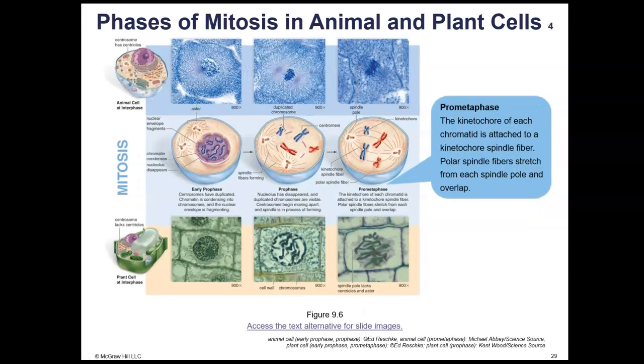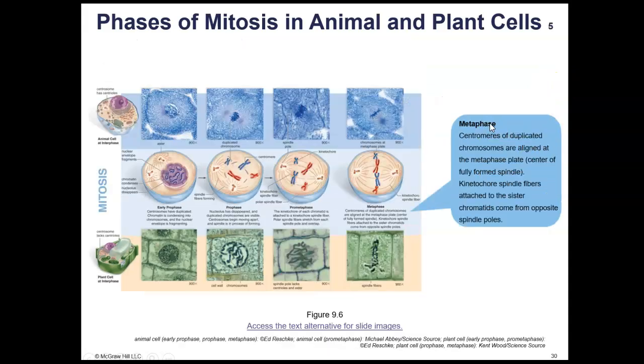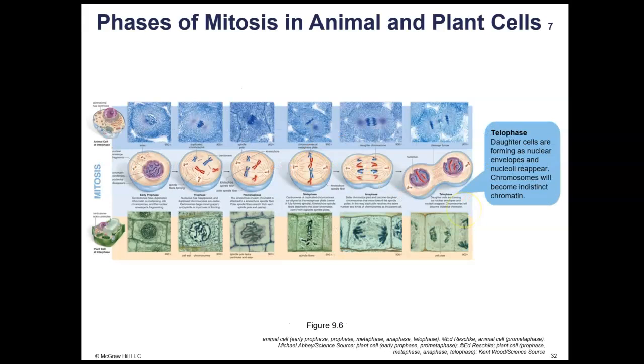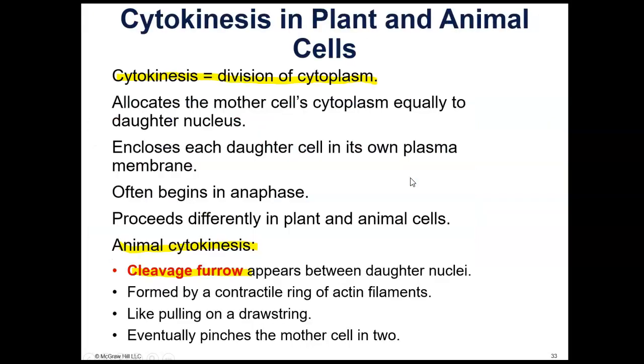In prometaphase, the spindle fibers are attached to the kinetochores. And in metaphase, the chromosomes line up at the metaphase plate or the center of the spindle. In anaphase, the sister chromatids pull apart. And in telophase, daughter cells are forming. As nuclear envelopes and nucleoli reappear, chromosomes will diffuse back into chromatin again.